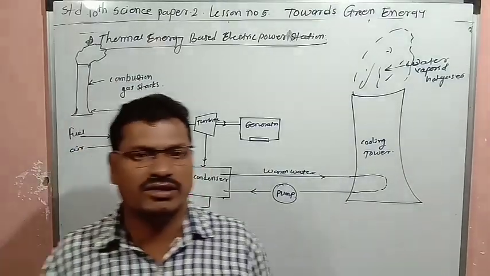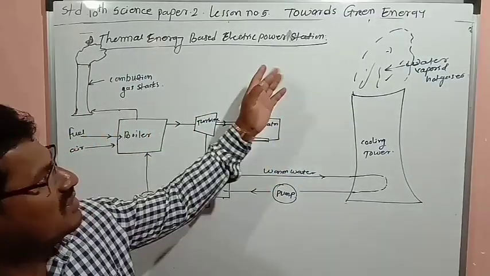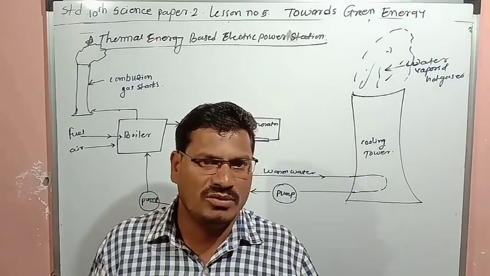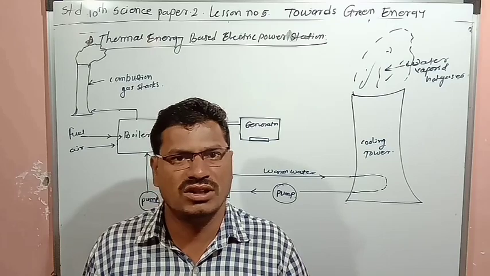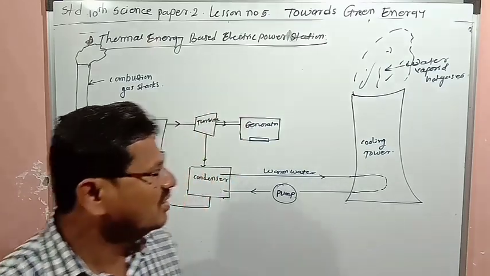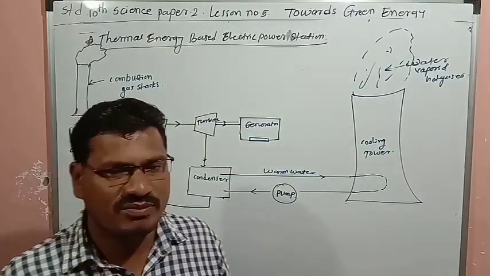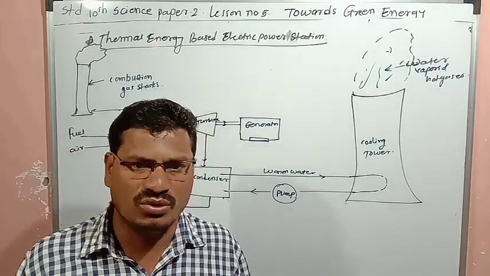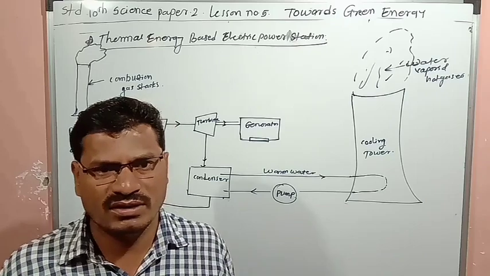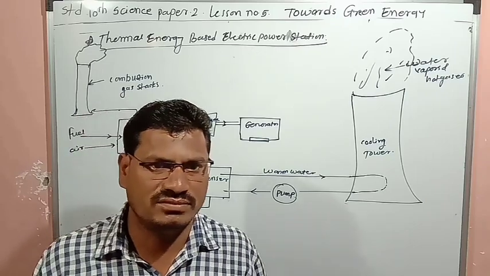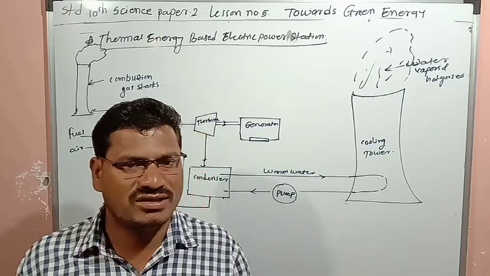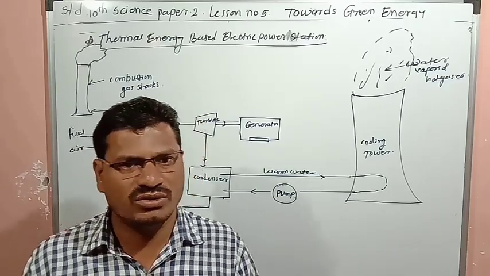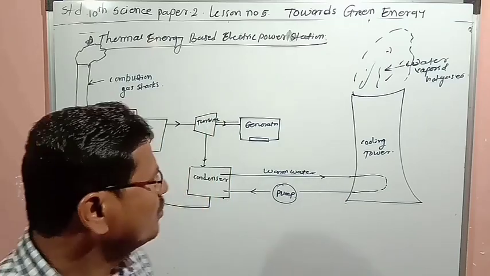Students, we are learning lesson number 5 towards green energy. Before this we have studied thermal energy based power plant. In that power plant, the fuel is coal, and the principle is electromagnetic induction. After that we have studied construction and working. Diagrammatically we are going to learn that particular construction and working.